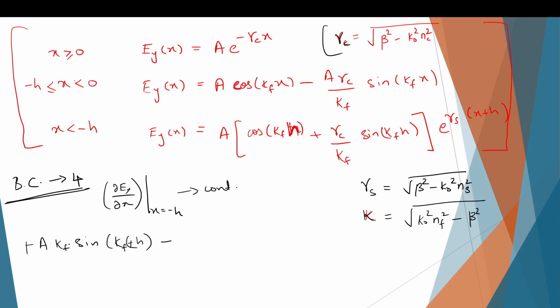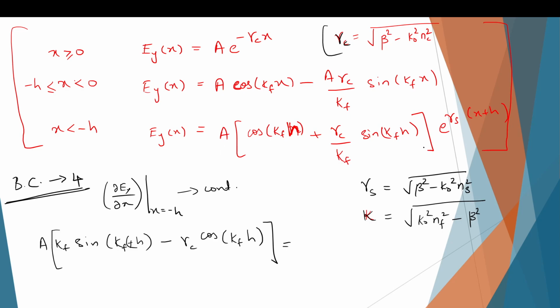Minus, if you can just keep this also outside, minus gamma c cos kappa f h. Sine differential is cos, and then cos of minus h will again be cos of h only. So this is my differential of this portion. Now I have to differentiate the other portion and equate them.